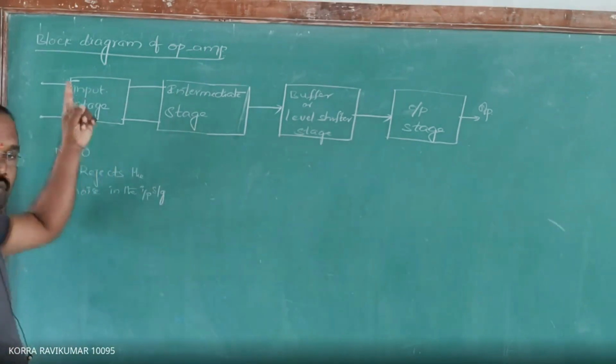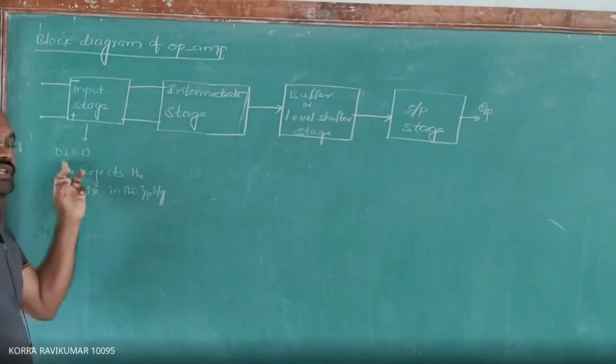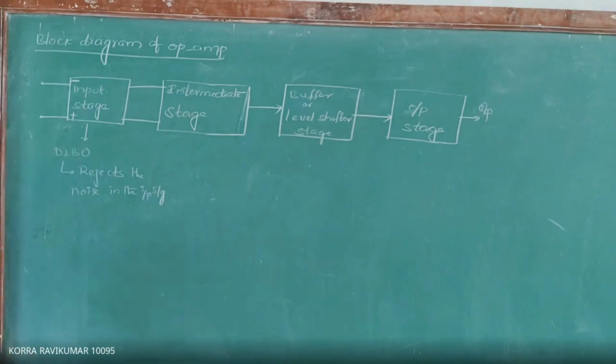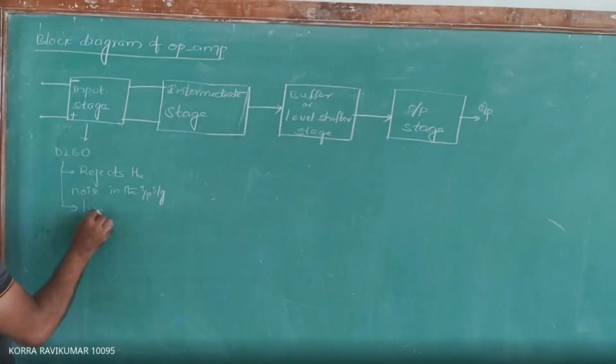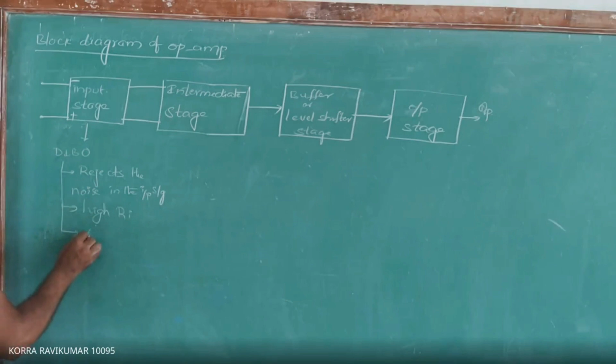In the input stage, we use the differential amplifier of type dual input balanced output. The purpose of this dual input balanced output operational amplifier is to reject the internal noise of the input signal. In addition to that, this dual input balanced output differential amplifier also maintains high input impedance, that is high input resistance, as well as high closed loop gain.